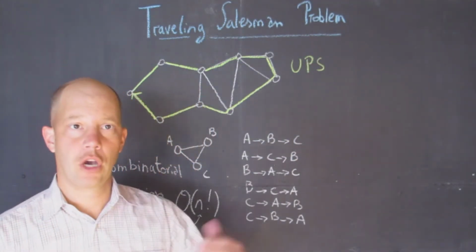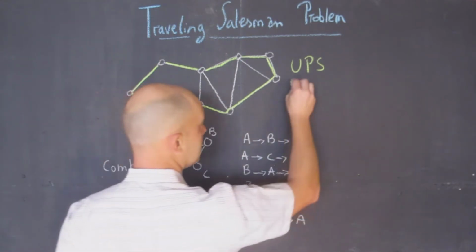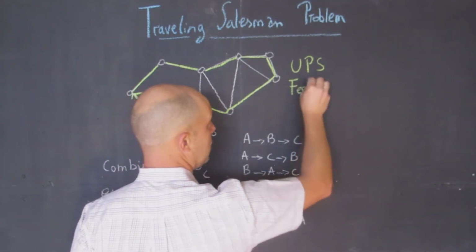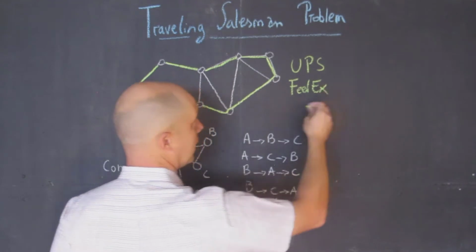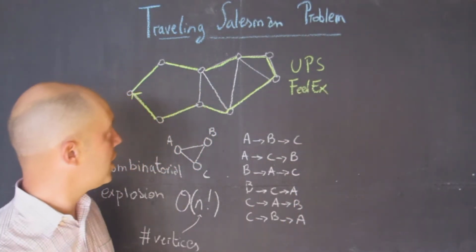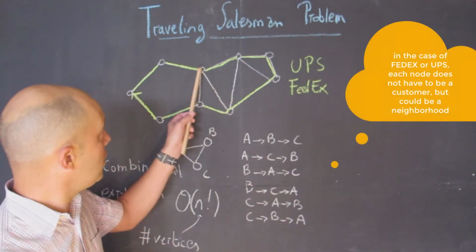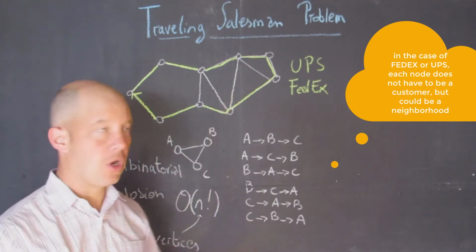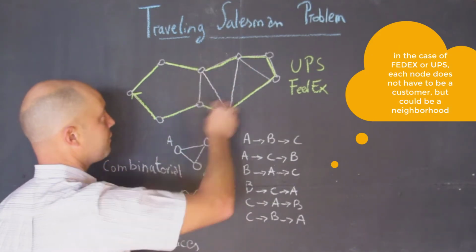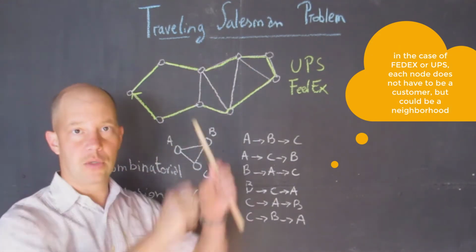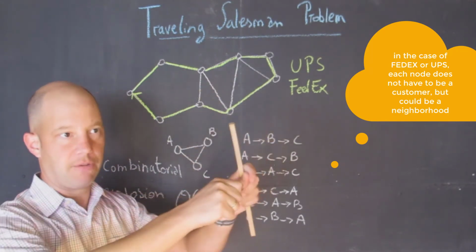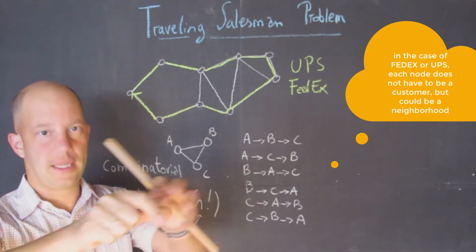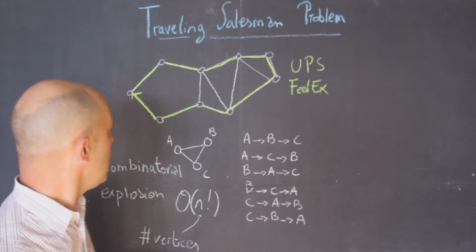And this type of problem, the traveling salesman problem, is actually quite important. Companies like UPS or FedEx may use it. Now, in this particular case, like UPS or FedEx or DHL and others, each node is actually not really a customer. A node could be a neighborhood, right? For instance, a neighborhood or a township, and UPS goes from one neighborhood and delivers to the different people there, and then to another neighborhood and delivers to the other people there.